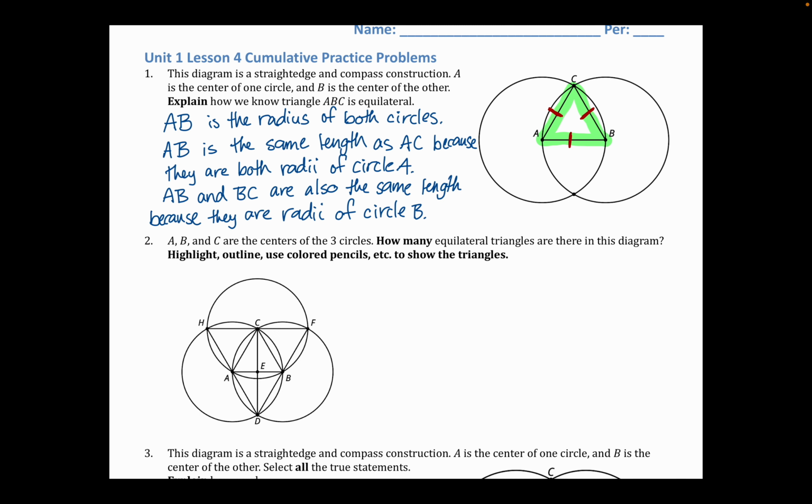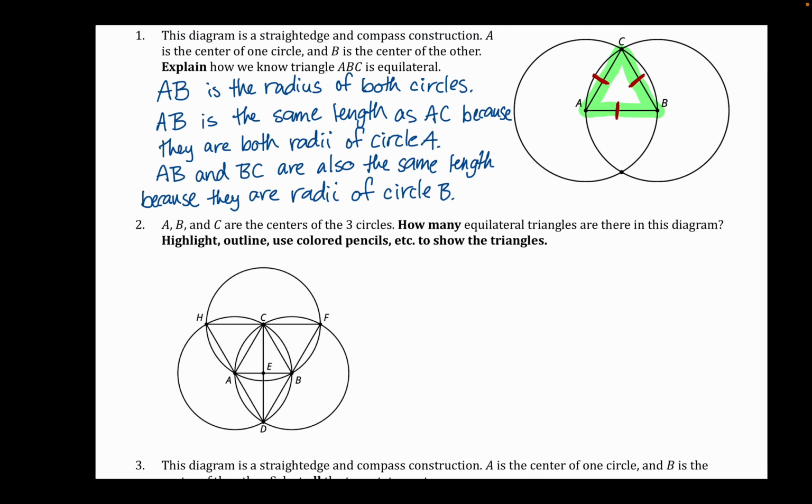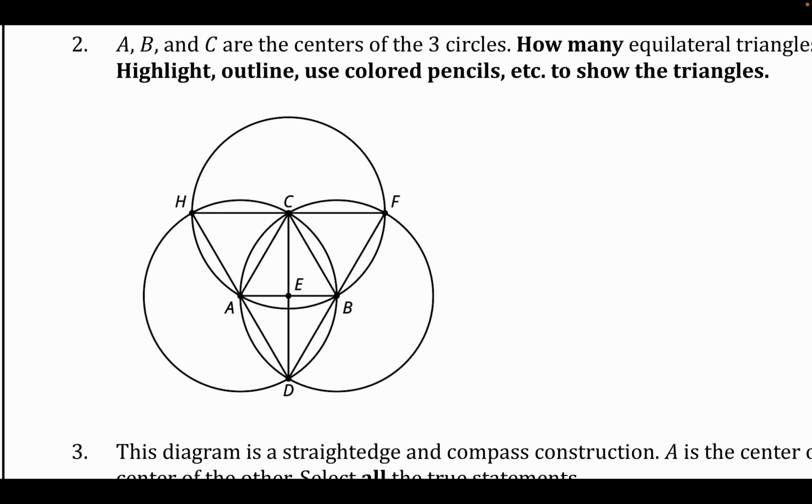Let's look at diagram number 2. So for this problem, it says A, B, and C are the centers of 3 circles. How many equilateral triangles are there in this diagram? So we have some options here. So highlight, outline, use colored pencils, etc. to show the triangles. So we want to number, but also try to show where each one is.